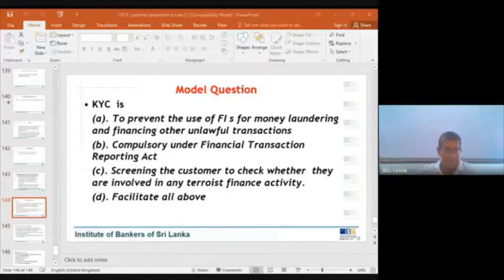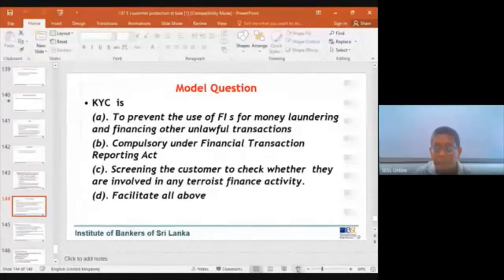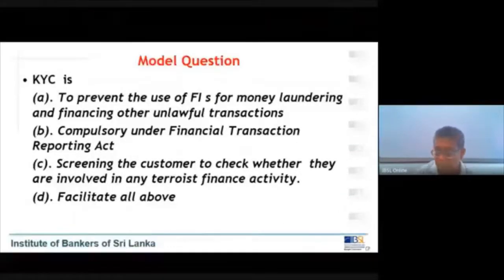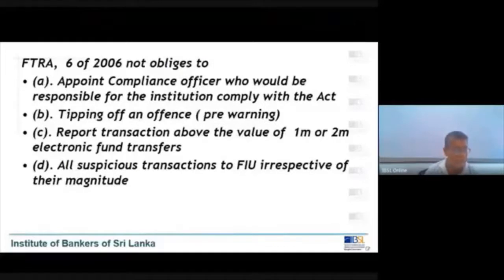imposed by the central bank or our regulator. I can't see the current slide. Okay, I will put it into the slide. It is not there. Okay, it is there in your handout, no? FTRA 6 of 2006. This is in your handout. Okay, doesn't matter.